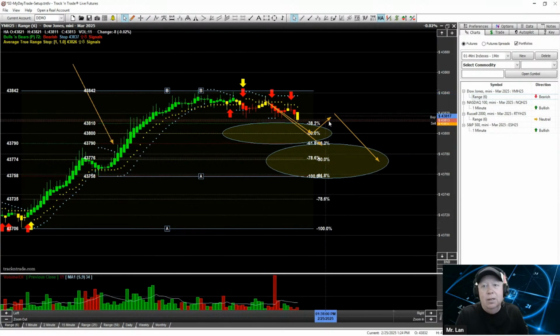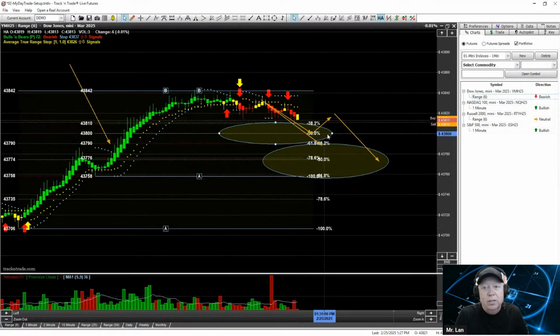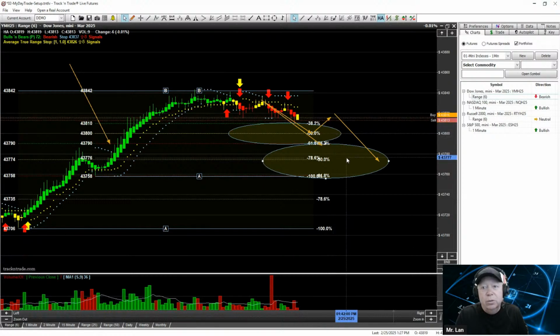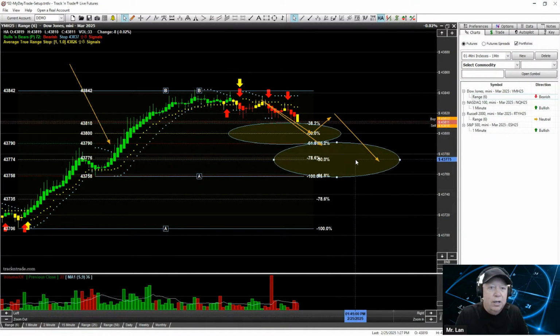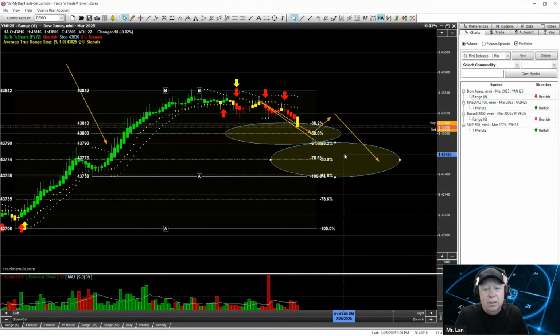So here it comes, coming back down into our circle, which is kind of what we anticipate. Right down in here's the first one. Right down in here's the second one. We'll just wait and see if it does that kind of thing. Now it's been a little choppy coming down, which means it likes to go up better than down.